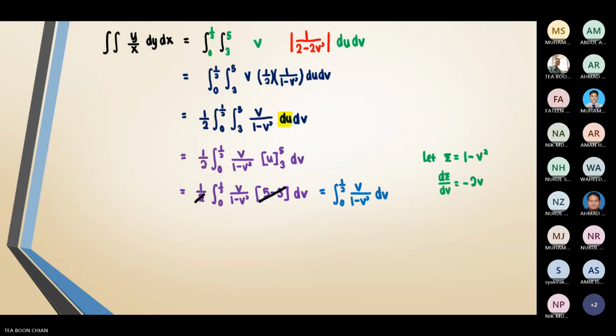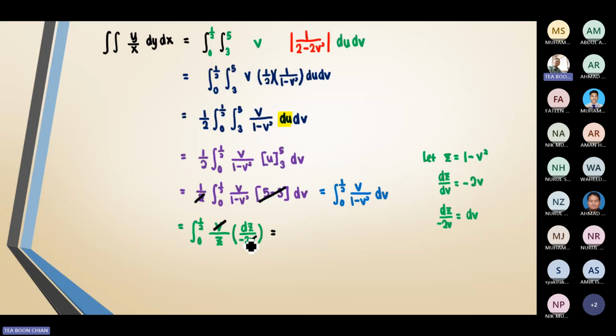That is, I substitute this denominator by 1 minus v squared, and therefore differentiating z with respect to v gives you negative 2v. All right, rearranging the equation, dz divided by negative 2v equals dv. Replace the current computation into it: integrate from 0 to 1 over 2, v, nothing changed so far, over 1 minus v squared, which has been replaced by z, dv, here dz over negative 2v.